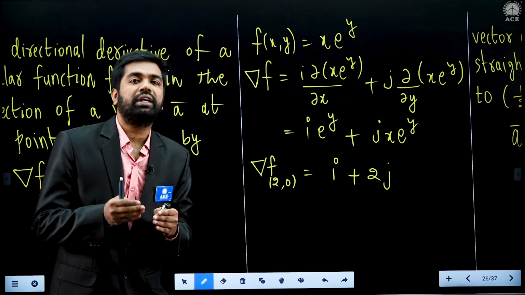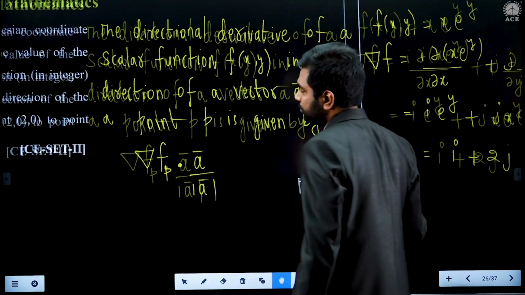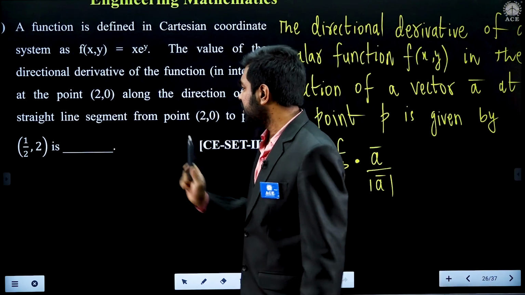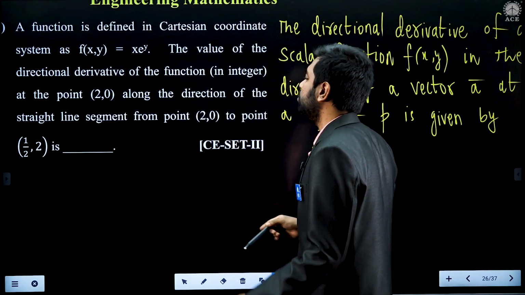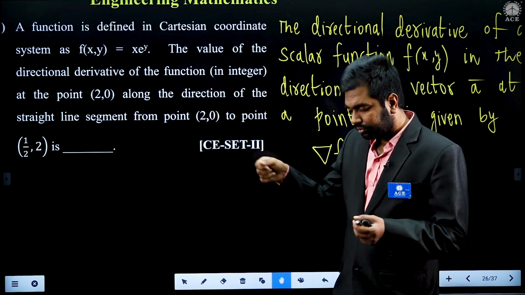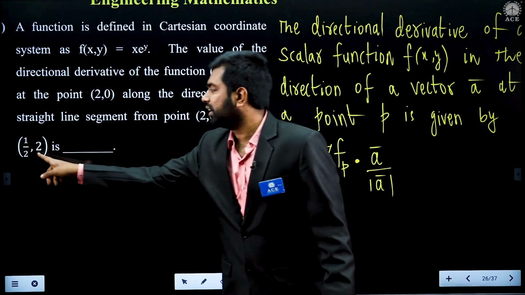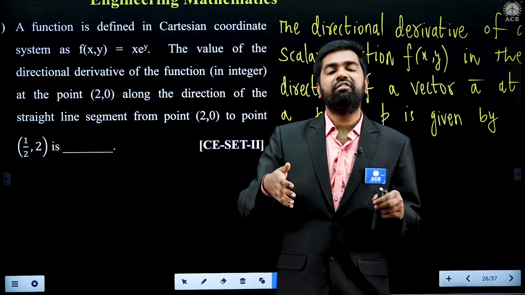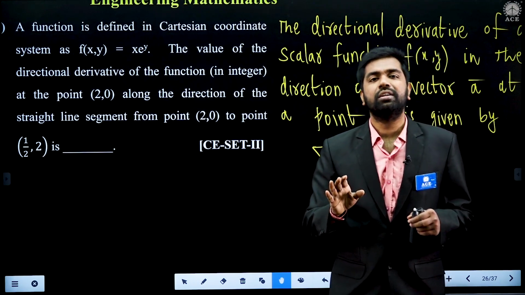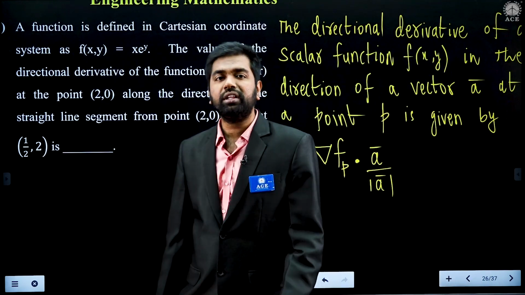Now you need to get the vector, that is a bar. So how do you get that vector a bar? Again, I'll read the question for you. Along the direction of the straight line segment from the point (2, 0) to (1/2, 2). So you have to find a vector along the line joining the two points. This is something like x1, y1. This is like x2, y2. If you have to find a vector along this, it is simply (x2 minus x1) times i plus (y2 minus y1) times j. So that would be the vector. And after that, you have to find the unit vector.